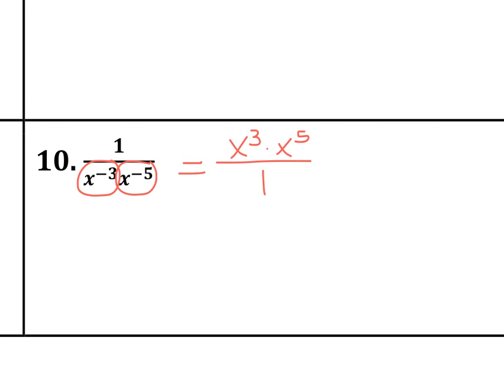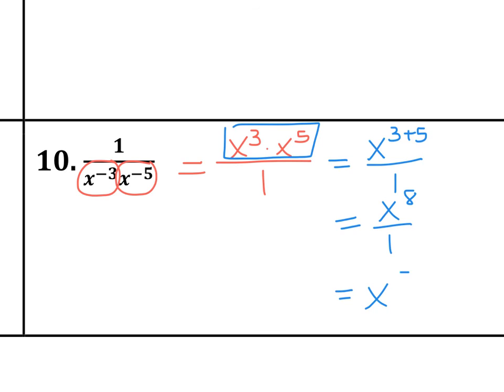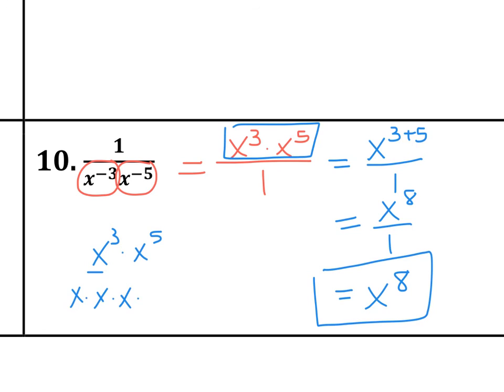We're multiplying these two together, so that means we add the exponents. So it's x to the 3 plus 5 over 1. 3 plus 5 is 8, so it's x to the 8th over 1. You can leave it like that, or you can write it as x to the 8th. Because remember, if we have x to the third times x to the 5th, I have 3 x's here, and I have 5 x's here, for a total, from beginning to end, of 8 x's. So it's x to the 8th.